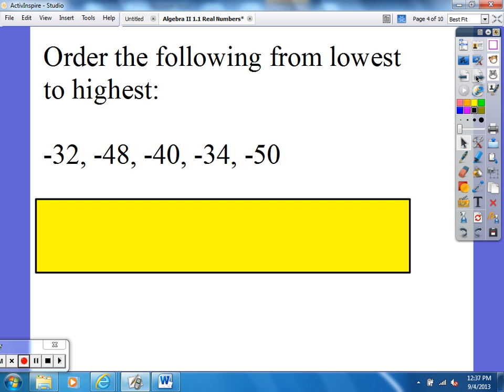Write those numbers in order for us. And then we're randomly going to pick on somebody. Well, it's not really random. Anybody that hasn't talked yet may be talking.